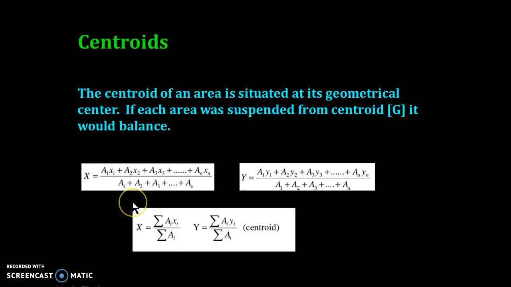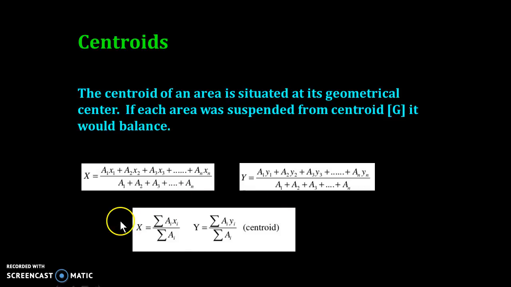Centroid. The centroid of an area is situated at its geometrical center. If each area was suspended from the centroid, it would balance. The centroid is denoted by capital G. This is the formula to find out the centroid, where A is the area of a given shape.